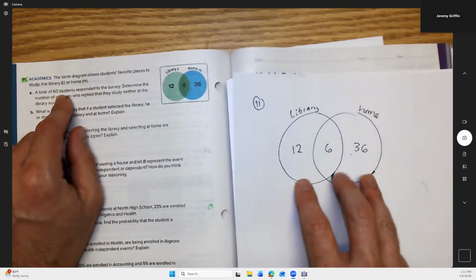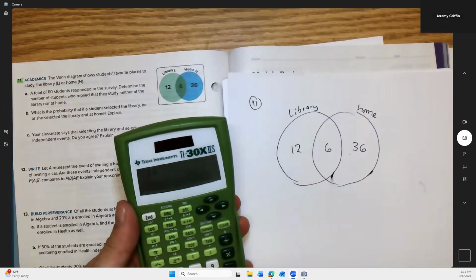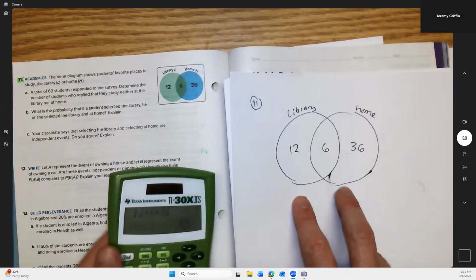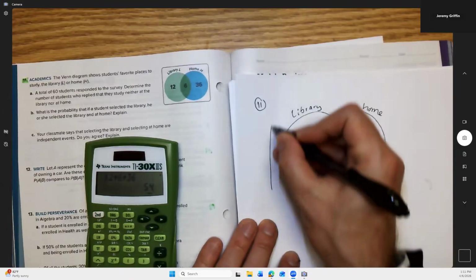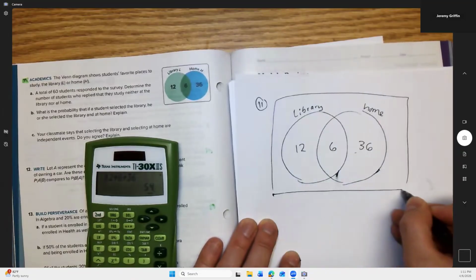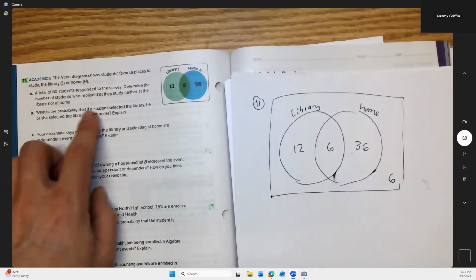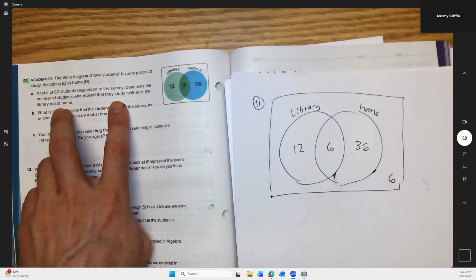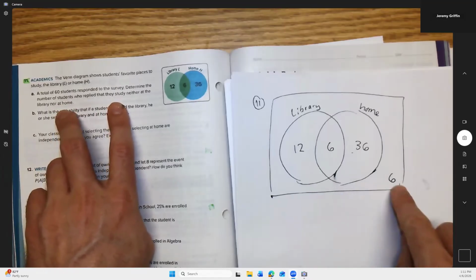Okay, total 60 surveyed. Do these add up to 60? Can I add 12, 6, and 36? What? That's only 54. Looks like we must have some students who are not studying at all. So let's make a wider universe here. And there are 6 students who are not studying. So we just found the number of students who replied that they study neither at the library or at home. That was question A. So we just answered question A, which is 6.